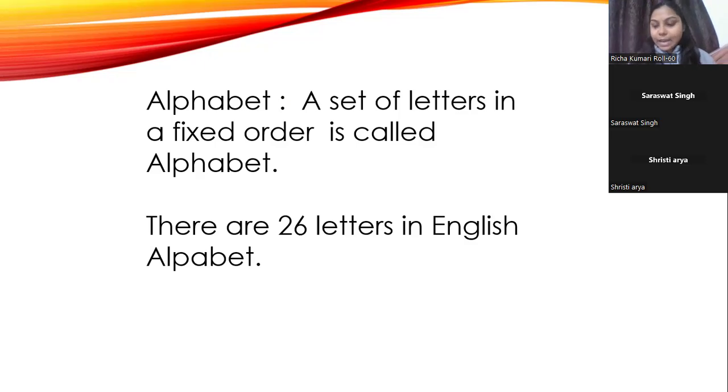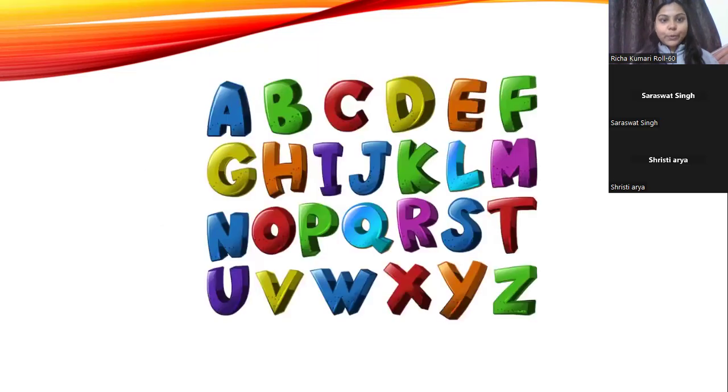Yes, ma'am. Okay, alphabet is not 26. The alphabet is only one, and it has 26 letters. Clear? Yes, ma'am. Okay now see, these are the letters and this particular set A to Z arranged in a systematic order is called alphabet. Clear? Yes, ma'am.